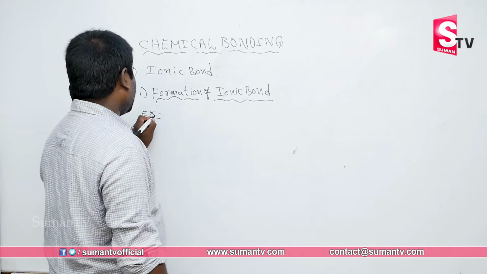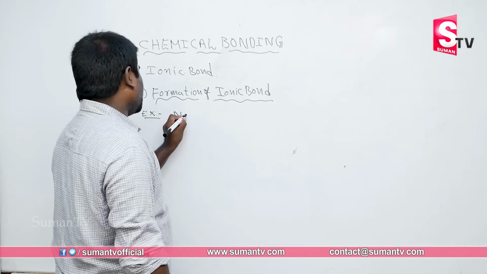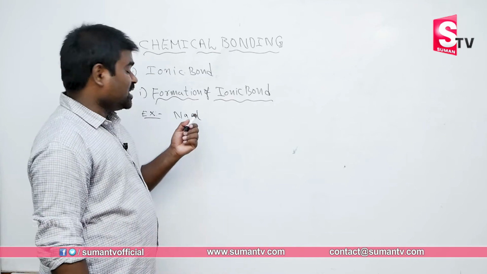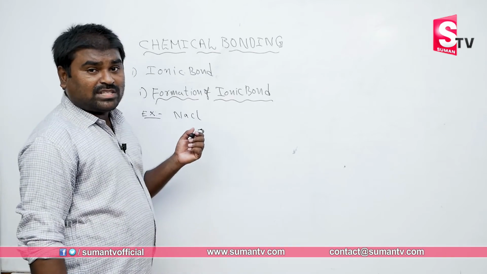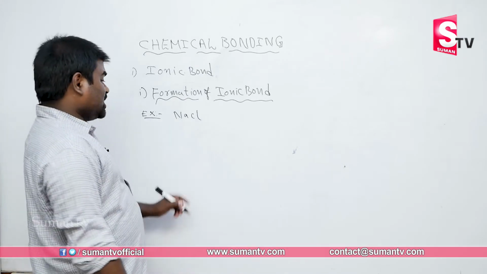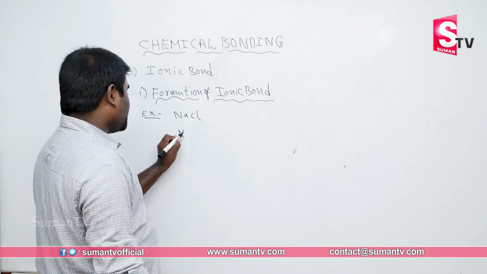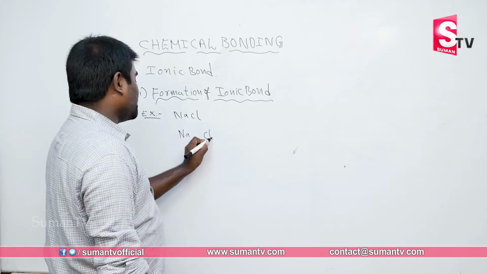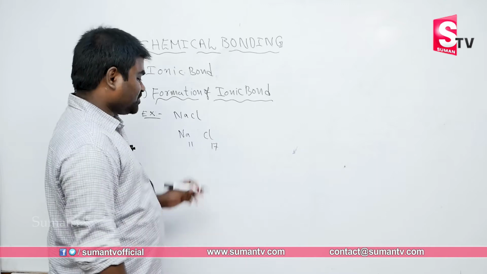Sodium chloride has the common chemical formula NaCl. The name is sodium chloride, and the formula is NaCl. You know that sodium's atomic number is 11 and chlorine's atomic number is 17.